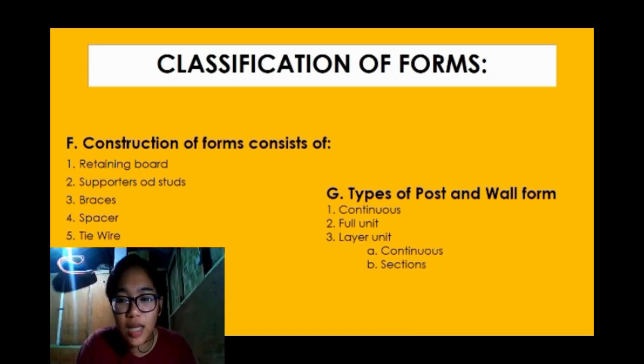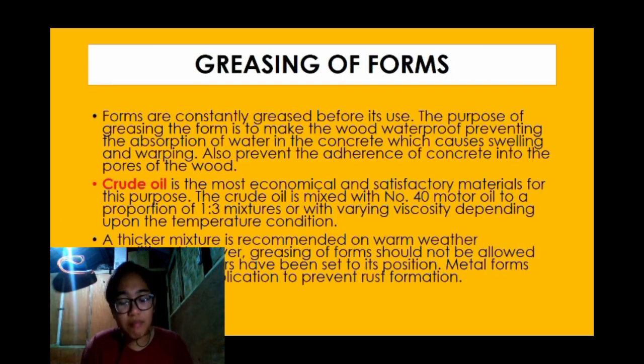So, for the types of post and wall form, it could be continuous, whole unit, layer unit, which could be continuous or in sections. Before forms can be used, they should be greased. Greasing is used so that our wood is waterproofed, preventing swelling or warping from the concrete, especially when pouring. It could also prevent the adherence of concrete into the pores of the wood.